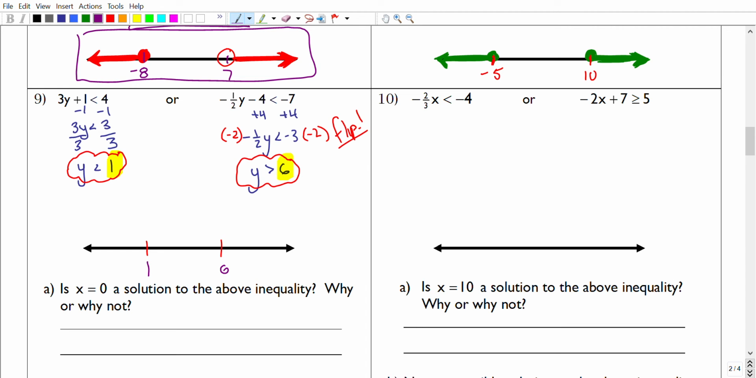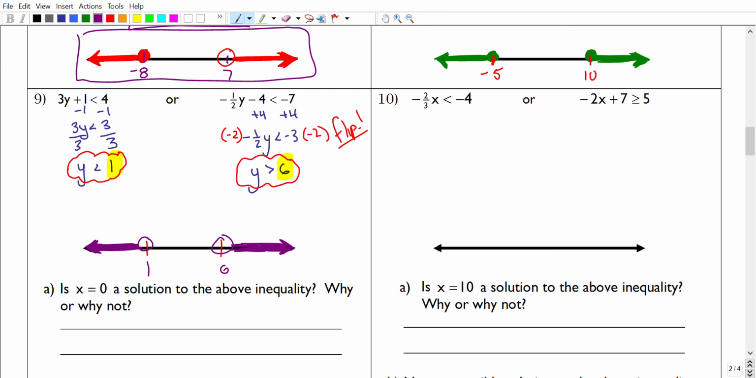Alright, so this is just less than, so I don't have to do a closed circle, just an open circle. And it's less than, so we know we have to shade to the left. Okay? Now in my other one, y is greater than 6, I know it's an open circle. Once again, there's no equal to. And we have to shade to the right.